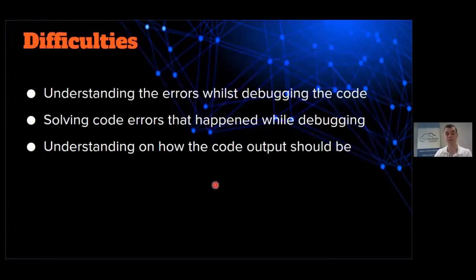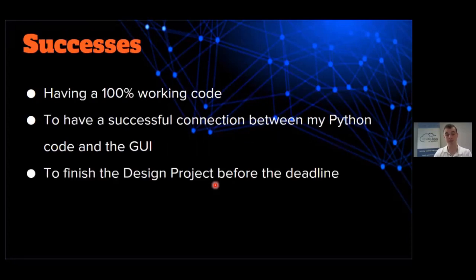My difficulties were understanding the errors whilst debugging the code, solving the code errors that happened while debugging, and understanding how the code output should be for the final outcome. My successes were having 100% working code, having a successful connection between my Python code and the GUI, and lastly finishing the design project before the deadline.